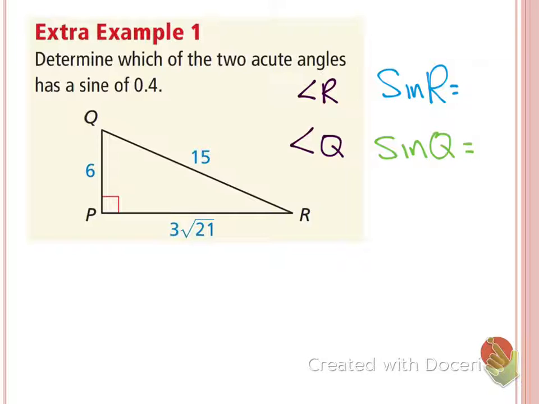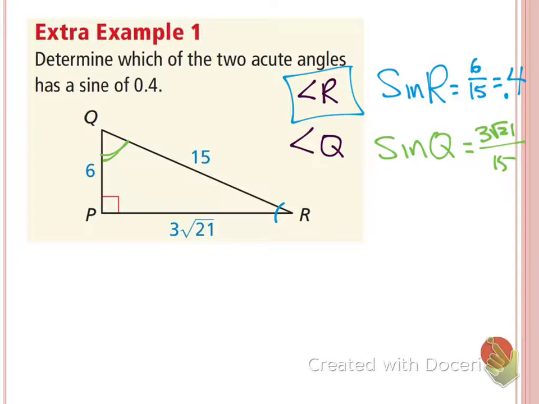Sine from R would be opposite over hypotenuse. What is the opposite over the hypotenuse? Does that make 0.4? It does. So our answer is angle R. Angle Q, the sine of that would have been 3 square root of 21 over 15, which does not equal 0.4. So angle R is our answer.